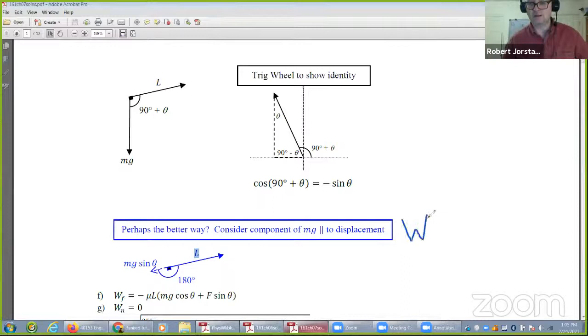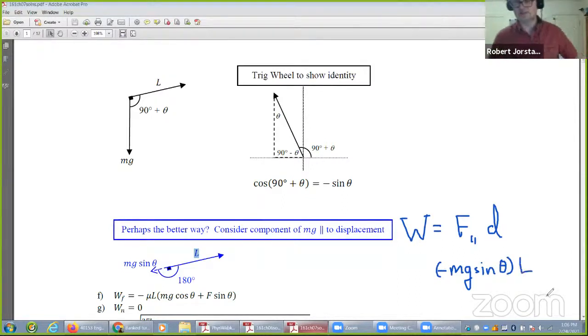I could say work is equal to force parallel times the distance. Well, the force parallel in this case is negative mg sine theta because mg sine theta is anti-parallel. So that's the force parallel. And d is L in this case, the displacement. So both of those ways show you that the work is negative mgL sine theta. Okay? So that's the work done by mg. I'm going to pause for a second. Any questions about that?